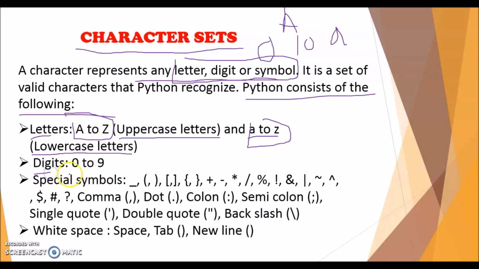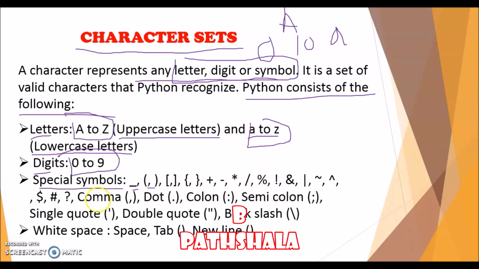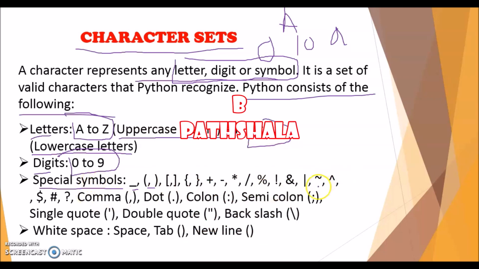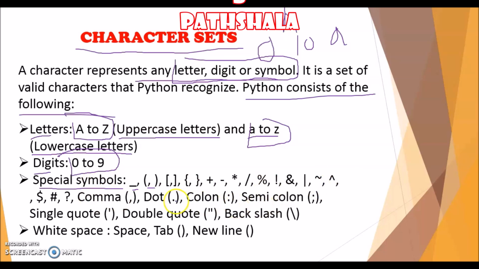Next is the digits. In digits, what comes is 0 to 9. Only digits 0 to 9 we can consider in the character sets. Next is special symbols, like underscore, comma, square brackets, curly brackets, plus, minus and so on. These special symbols are easily available on your keyboard also, so whenever you want to use them, you can easily use them in the Python language.